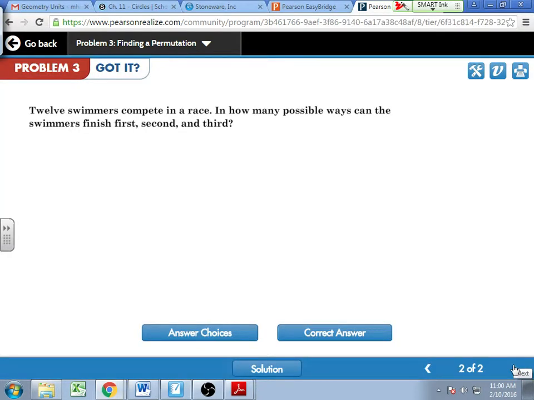12 swimmers compete in a race. They're going to finish first, second, and third. What kind of situation am I setting up? 12 P 3. You say 12 P 3, permutation 3. It's really like a 12 choose 3, but because it's a permutation, we don't normally say choose. I don't know exactly how we would say it. It equals 12 factorial over 12 minus 3 factorial.